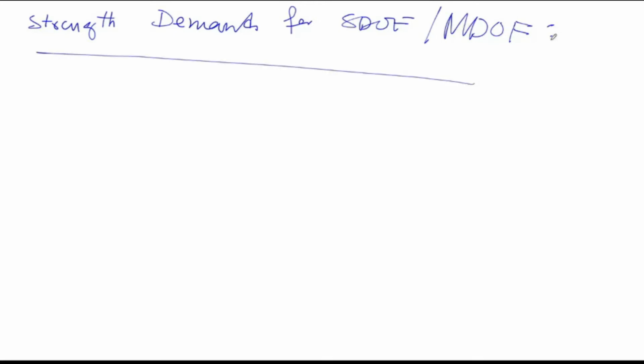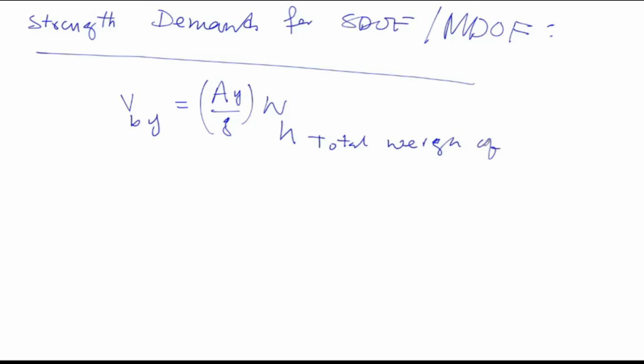If you remember, when we are designing a structure, we use this equation for the base shear. If we are computing the yield strength, we base it on Ay divided by g times W, and Ay can be obtained from the inelastic spectrum. Now, W in this case is the total weight of the single degree of freedom system, or the total weight of the building. And Ay by g is the pseudo spectral acceleration.